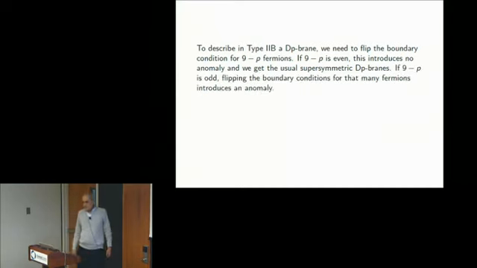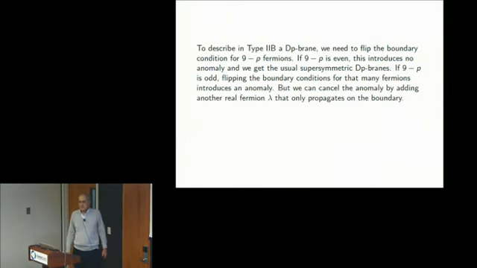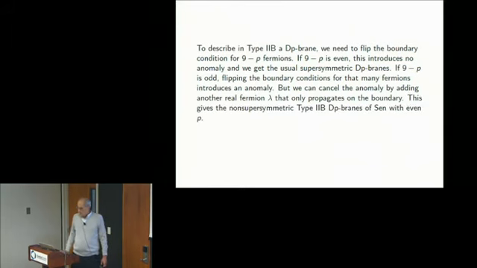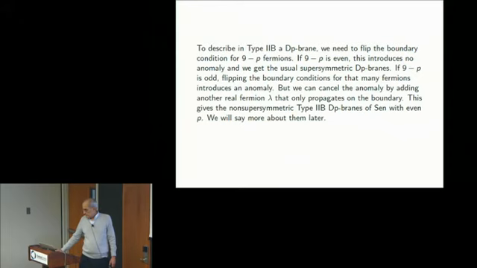If 9 minus p is odd, flipping the boundary condition for that many fermions introduces an anomaly. But we know how to cancel it. We add a real fermion lambda that only propagates on the boundary. And I claim that this gives the non-supersymmetric type 2b Dp branes of Sen with even p. We'll return to them later.